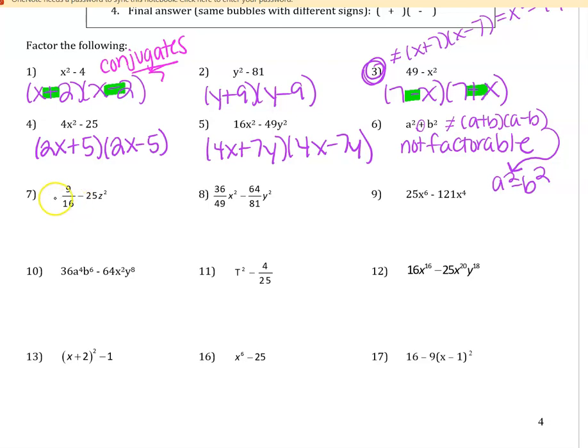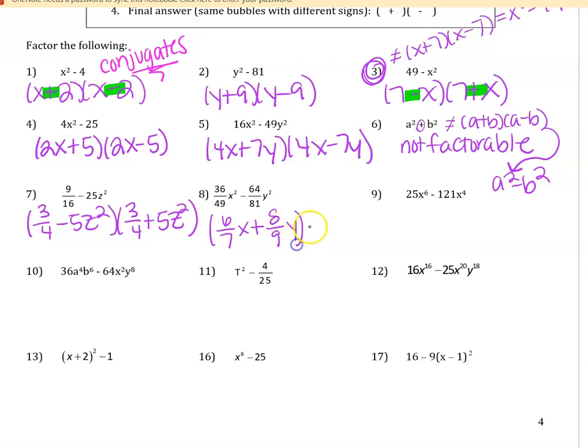Okay. What about fractions? Well, 9's a perfect square and 16's a perfect square. So this is 3/4 minus 5z squared. That's the square root of both parts of that. And now I just need to multiply by its conjugate pair. Done. Okay, so same thing here. 6/7x plus 8/9y. Once I have one part of it, I just need its conjugate pair.